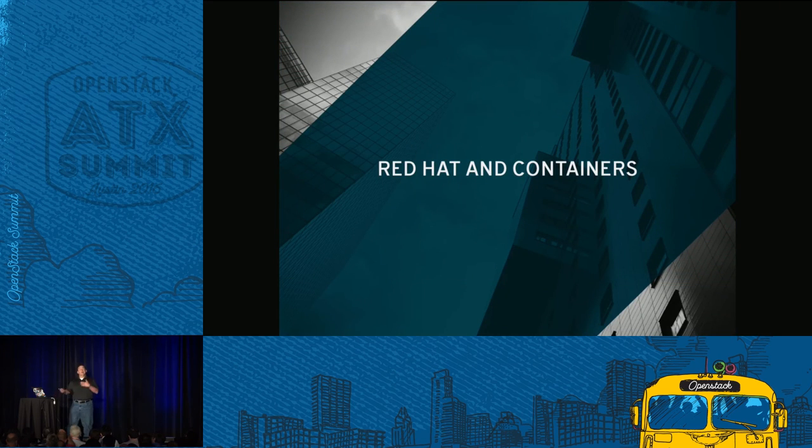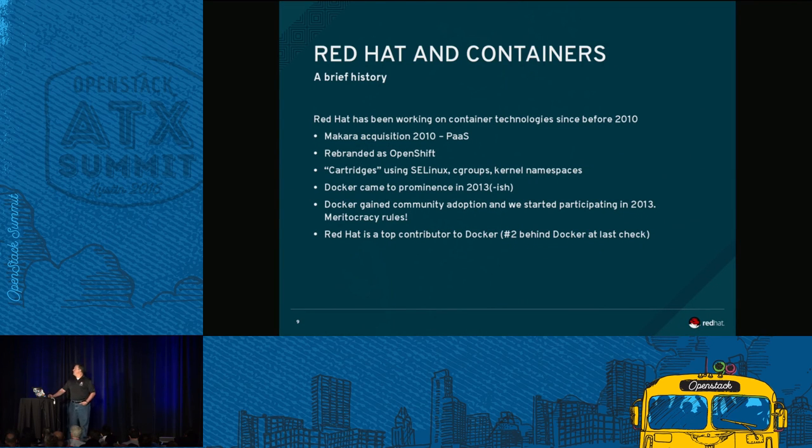So let's talk a little bit about where I've come from at Red Hat with containers. We've actually been working with container technology since before 2010. A lot of folks don't realize that. We bought a company called Makara back in 2010 because we saw that we needed to have a platform as a service offering. The Makara acquisition was eventually rebranded to OpenShift, which is our container offering today, our PaaS offering today. We started doing containers, except we called them cartridges, using SE Linux, control groups, and kernel namespaces, which should sound a little bit familiar if you're working with containers today.